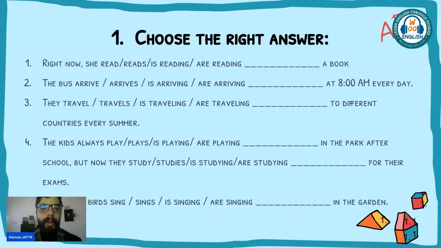Interesting. Okay, so I have for you a quick exercise. Let us work on the exercise and then we can chat, guys. So I have a quick exercise for you. Basically, are you writing your letter now? Okay, so I have 5 sentences for you, and for the verb, I have 4 suggestions. So let's start with number 1. Right now, she reads, she is reading, or she are reading a book.